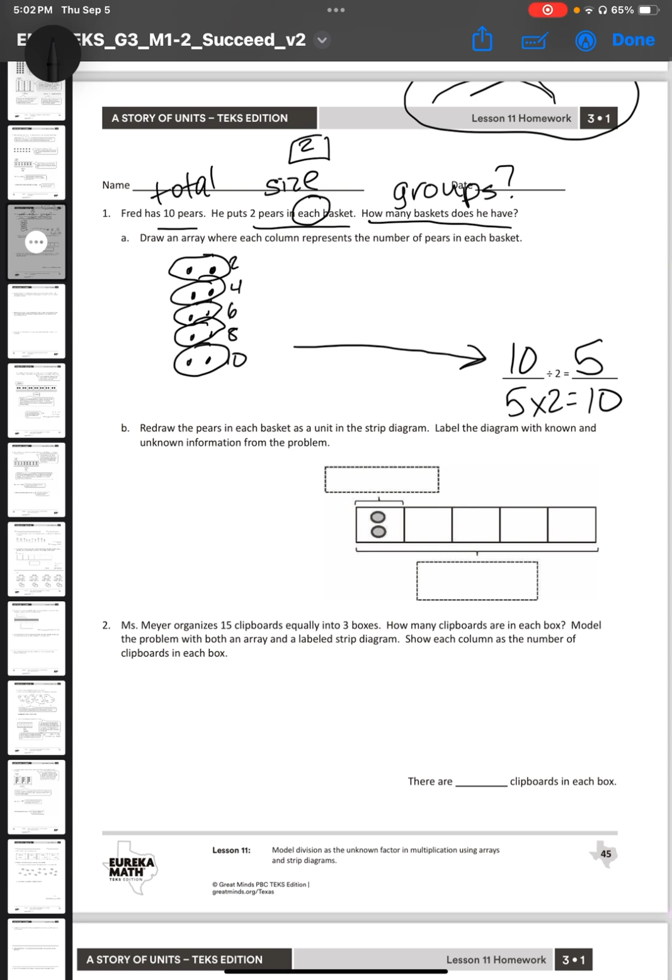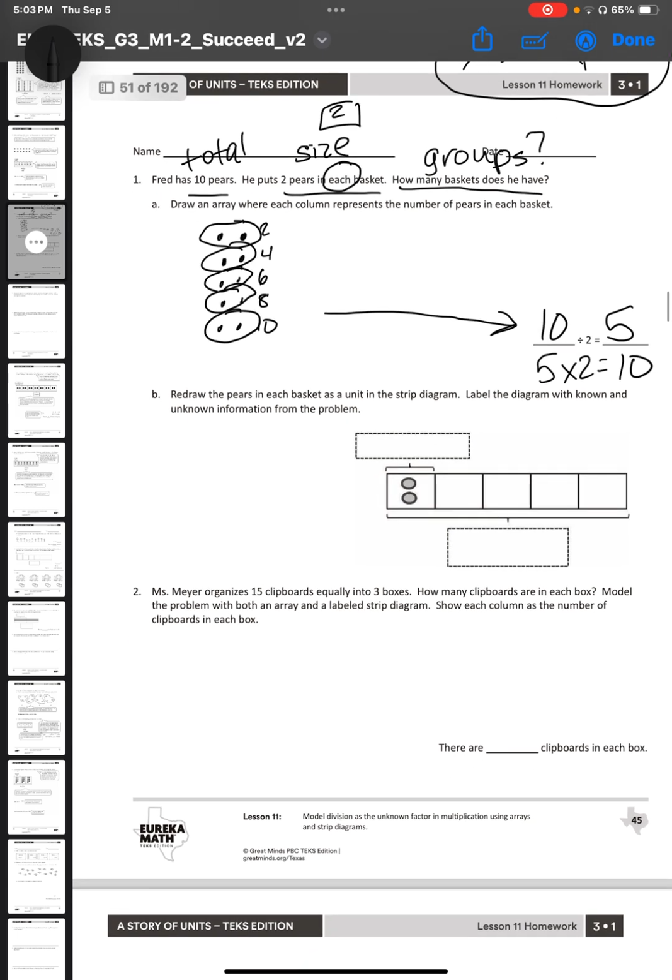Part B. Redraw the pears in each basket as a unit in the strip diagram. Label the diagram with known and unknown information from the problem. So here's our strip diagram. When you look at a strip diagram, it starts off as a long rectangle, and then it's divided into sections, and the number of sections is going to be found from the number of groups. So Fred ended up needing 5 baskets or 5 groups, and you can see those 5 being represented with each section of this strip diagram.